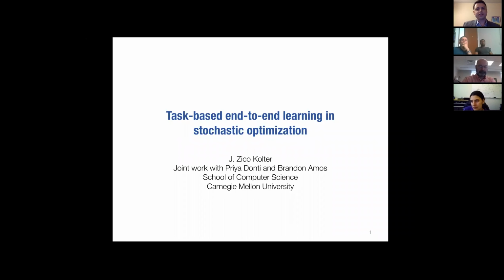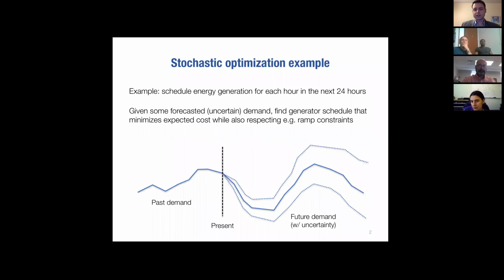So let me start off with an example. And this example is a very common one. It's actually a very common use case for stochastic optimization. The example is energy scheduling. So the idea here is that I or you hypothetically are a system operator, and you want to schedule energy generation for the next 24 hours based upon something, but probably the thing you're going to base this upon most of all is some forecasted demand over this next 24 hours.